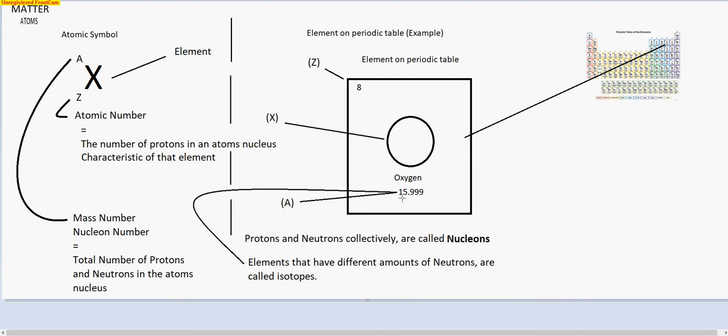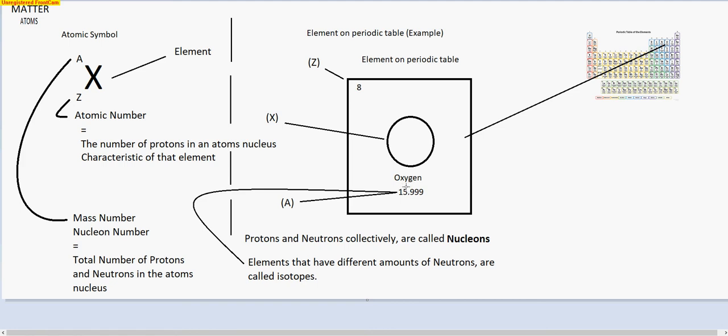A is on the bottom, and this is the average of the neutrons and protons. So elements that have different amounts of neutrons are called isotopes. So you can have different amounts of neutrons within an element, and those are different isotopes of the element, and they all have different stabilities. But this is the average of what's naturally found in the environment, within that element species.